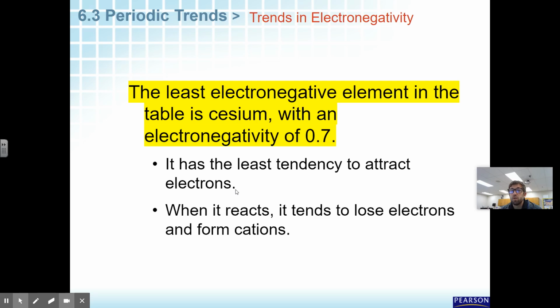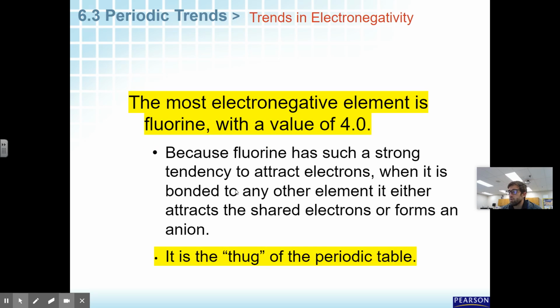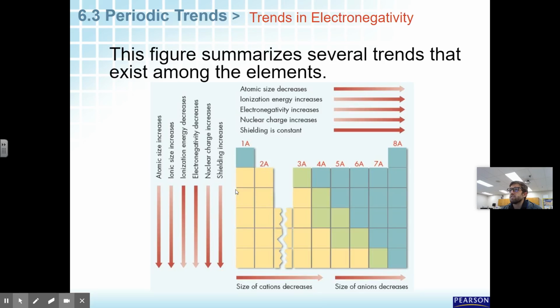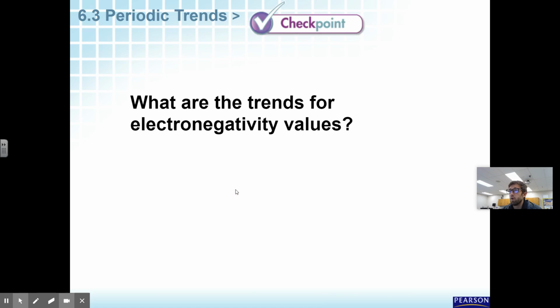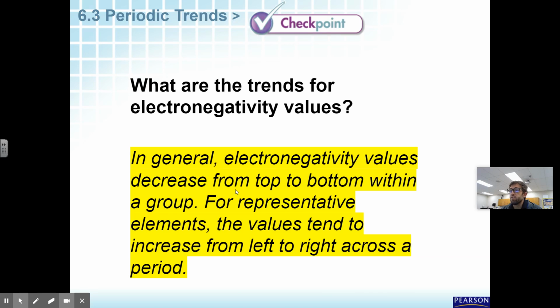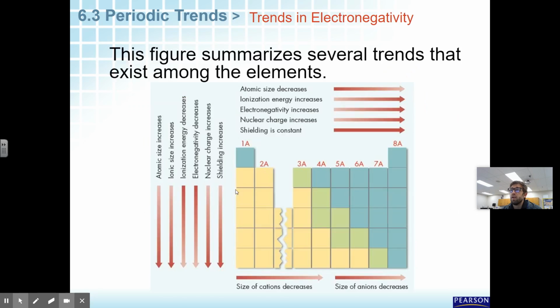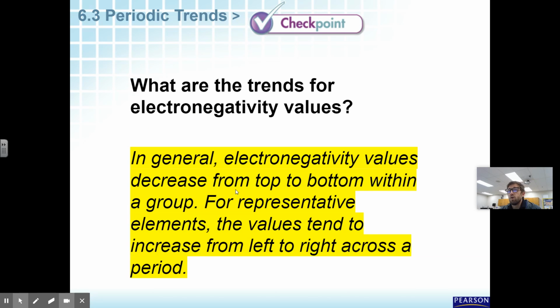When we get to the eighth unit of the year, which deals with polarity, electronegativity is going to be very important. That's why it's important to get a basis of what this is. The most electronegative element is fluorine, which has a value of 4.0. And here's the summarization of these trends. Hopefully you've got that. If you have already written this down once, which I'm sure you have, don't write it again.